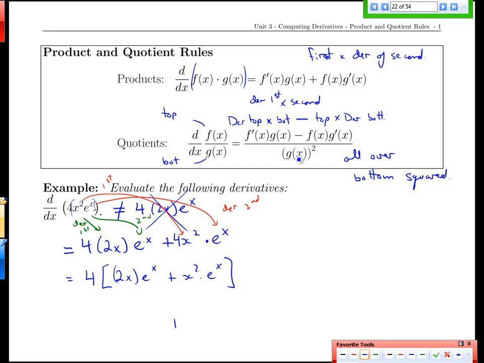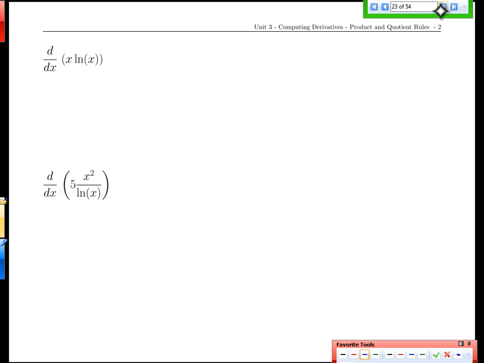All right, all over the bottom squared. So again, this is a rule that we have to memorize, and it comes from the definition. If you look at the ratio of two functions, or one function divided by another, and do that limit as delta f over delta x goes to 0, then you would get this relationship in every case.